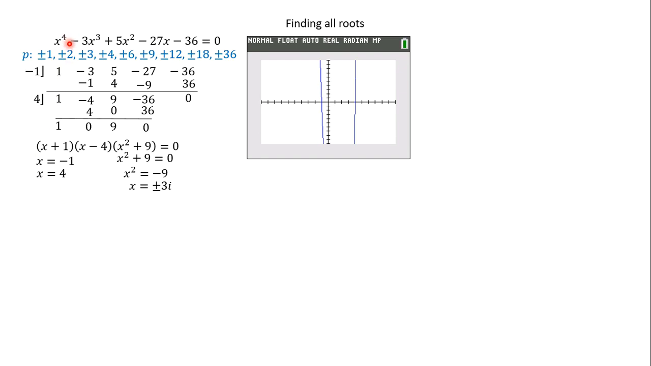And we were looking for 4 roots. We have 1, 2, 3, 4. So there we go. That would be finding all roots with the graphing calculator. The only thing different here from before is that we have this i, and we found it the exact same way we were finding it with quadratics.